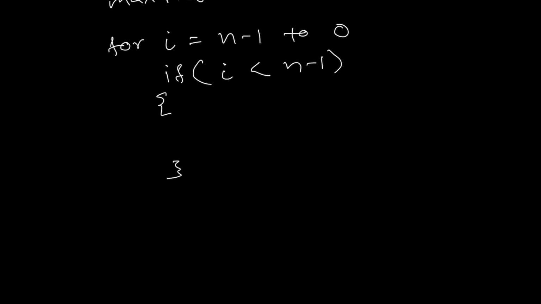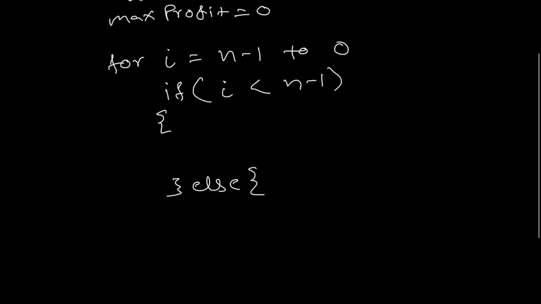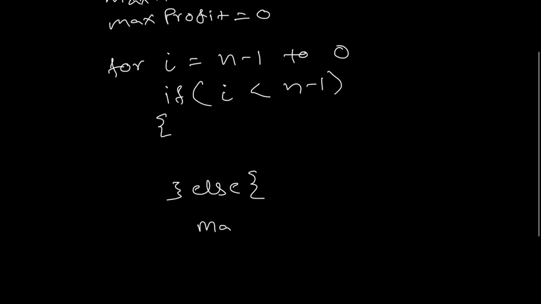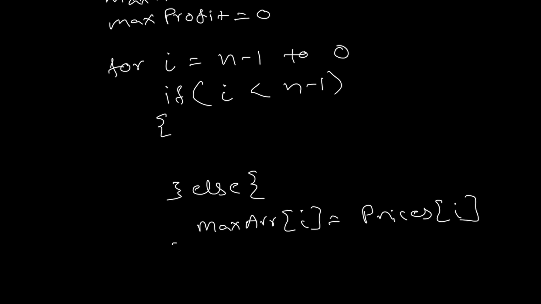If it is not, then in the else part we can just add the max array I is equal to whatever is there in the prices array. It will have the same value here in the else part, and in the if part, which is less than n minus 1.